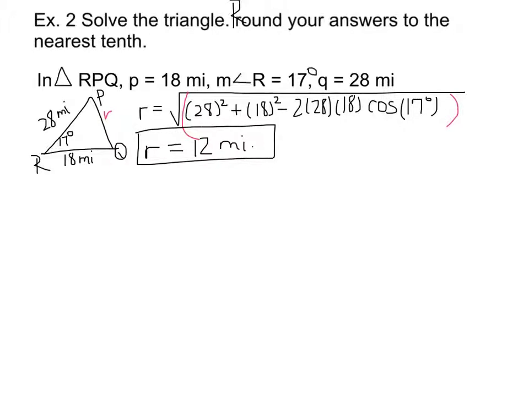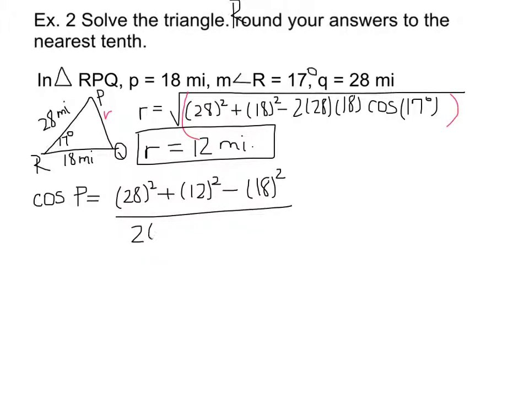Okay, now we got to find angle P and angle Q. I'll do angle P first. It really doesn't matter, but you're going to do cosine of angle P, and you're going to use the sides other than side P, which will be 28 squared plus 12 squared, which we just found. Then you use P minus 18 squared all over 2 times everything but P.